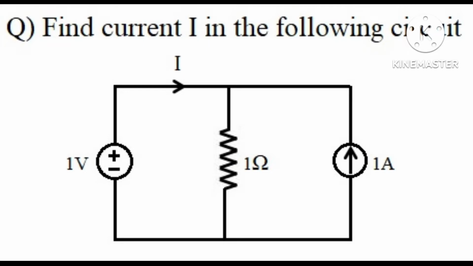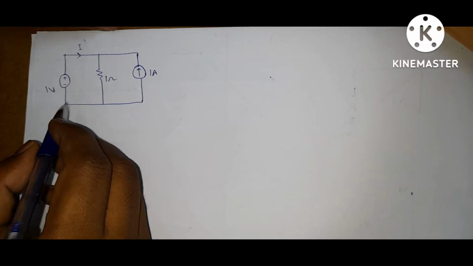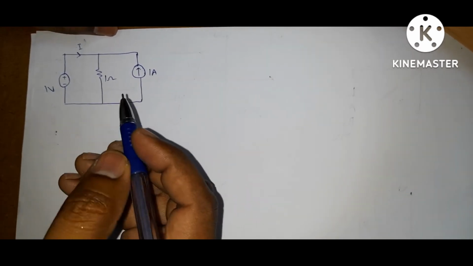Hello everyone. Now let us solve problems on the KCL and KVL. First question is find current I in the following circuit. This is the given circuit.